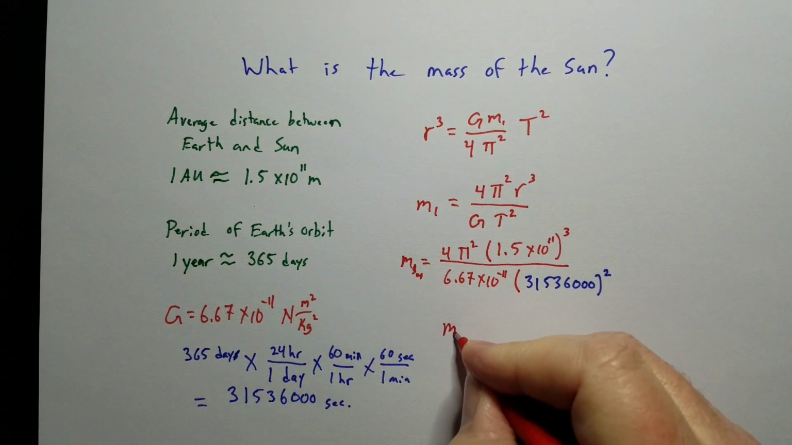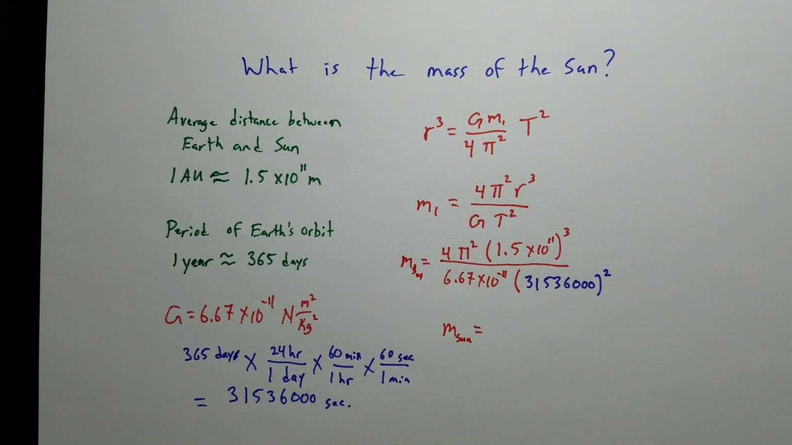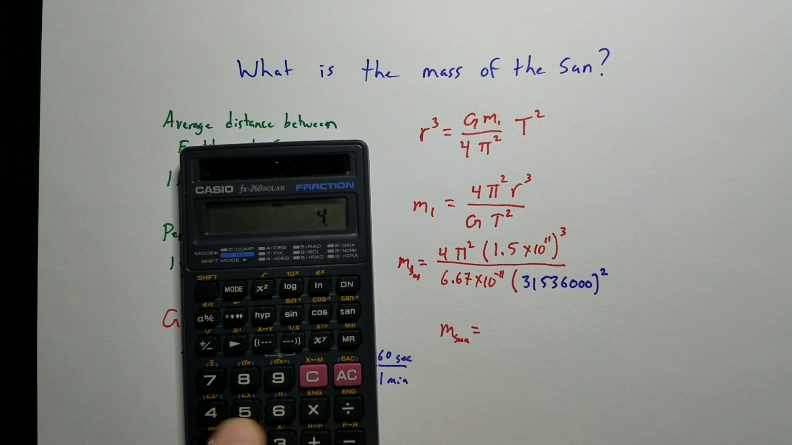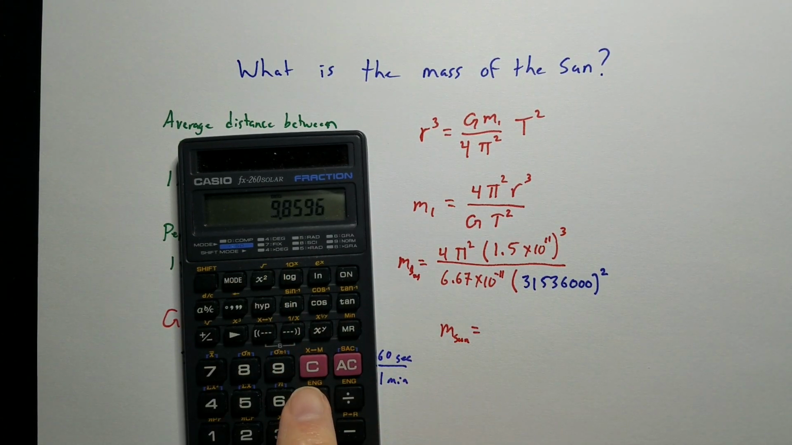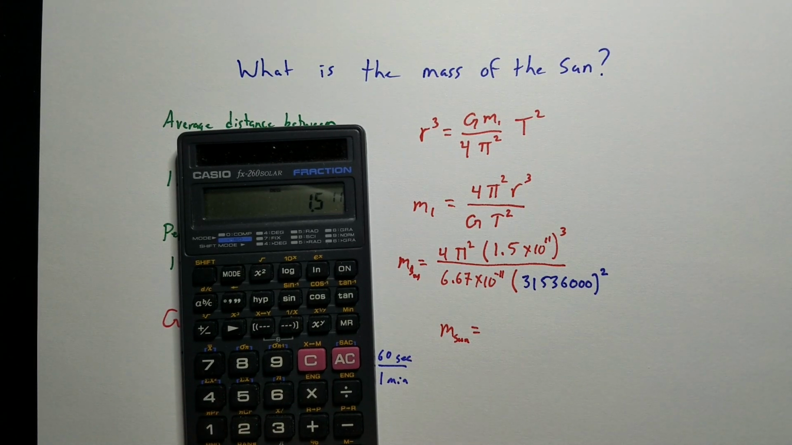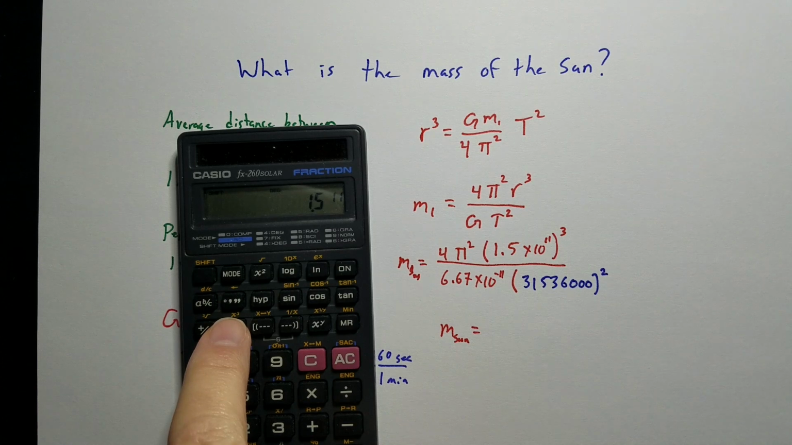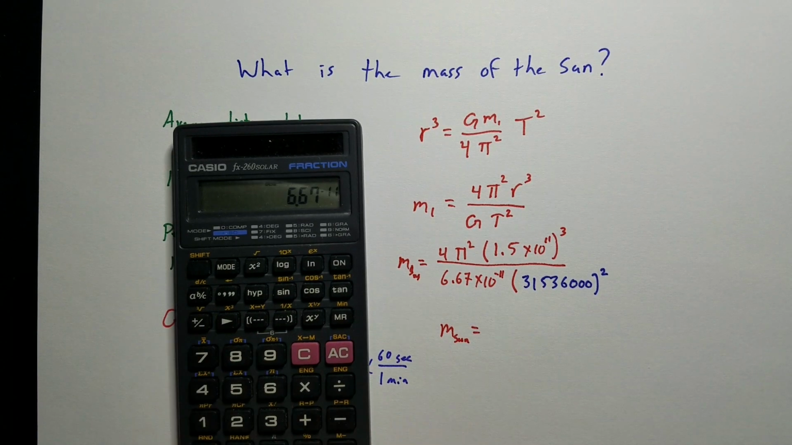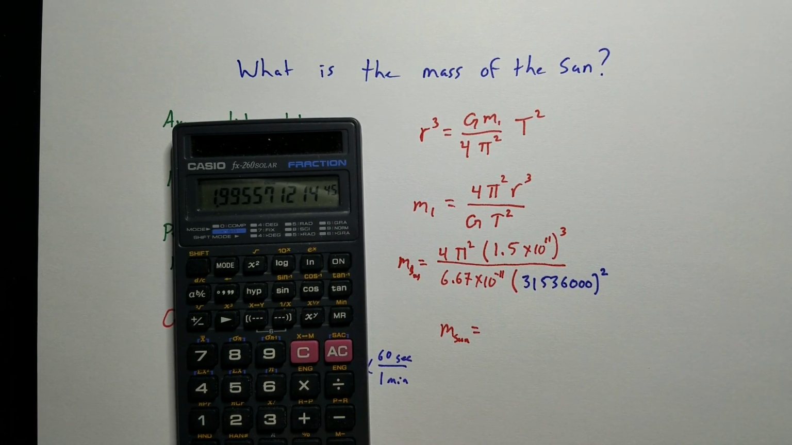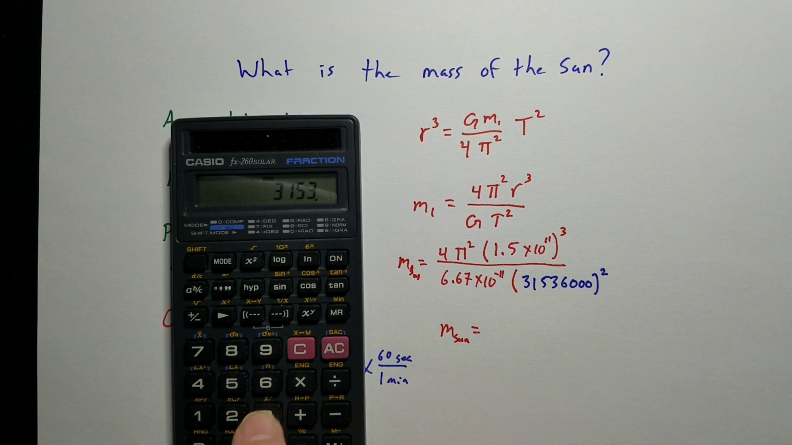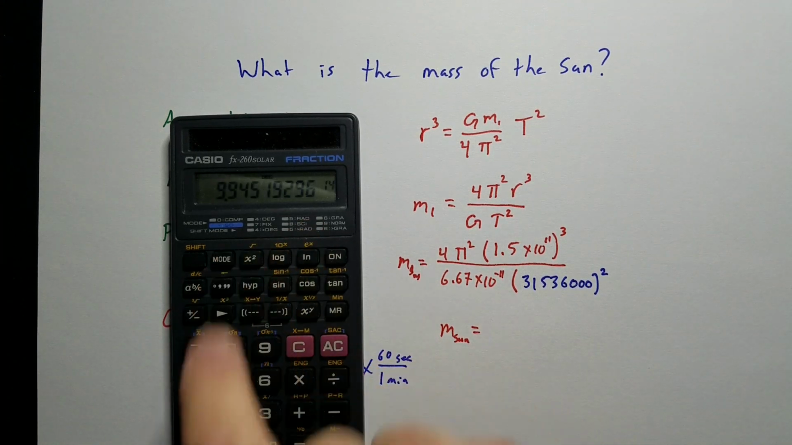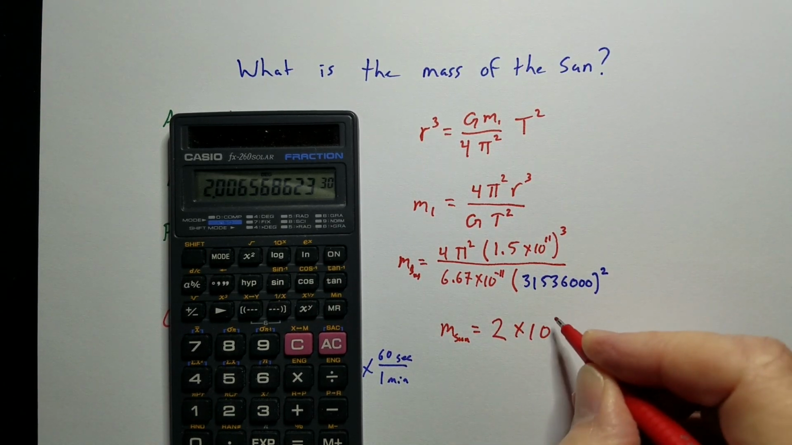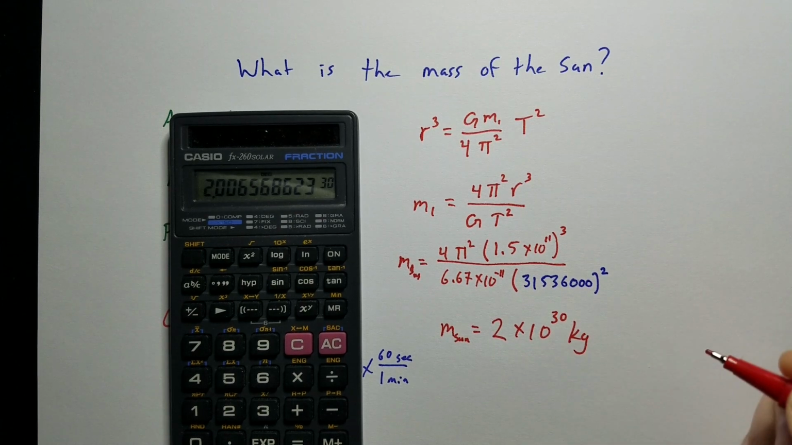All right, so the mass of the sun would equal, bringing my trusty calculator back out, 4 times 3.14 squared times 1.5 times 10 to the 11th cubed divided by 6.67 times 10 to the negative 11th, divided by 31,536,000 squared equals 2 times 10 to the 30th kilograms.